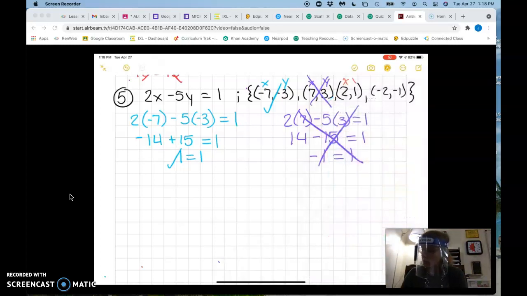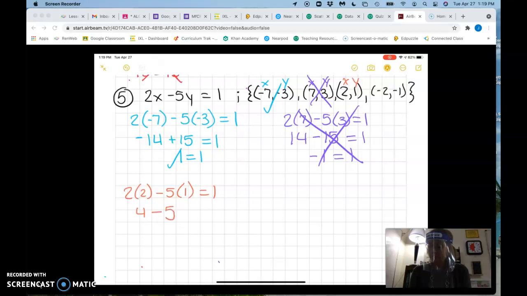Next one. What's negative 5 times 1? Thank you. What is 4 minus 5? Negative 1. Does negative 1 equal positive 1? Oh, so this one doesn't work. Last one.